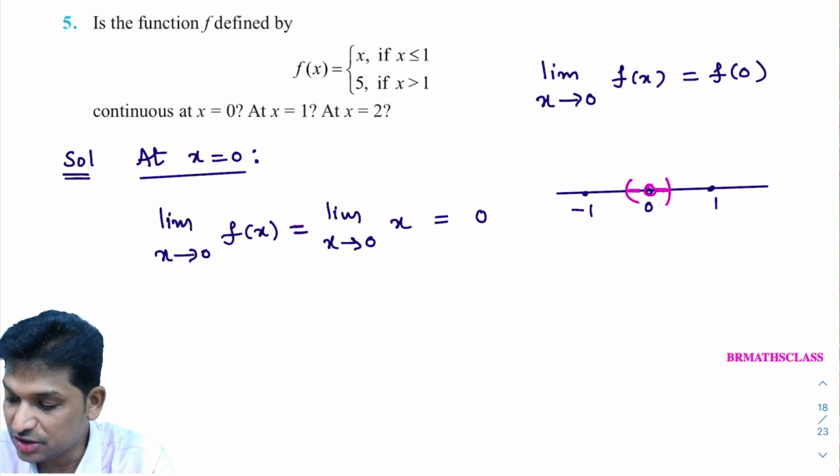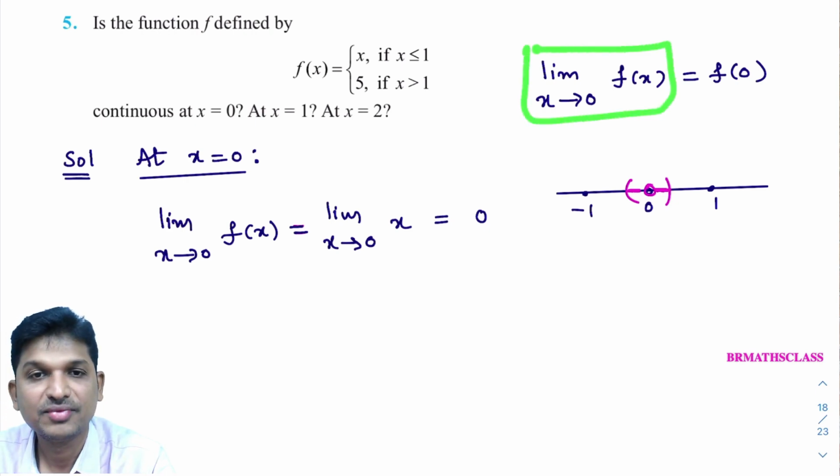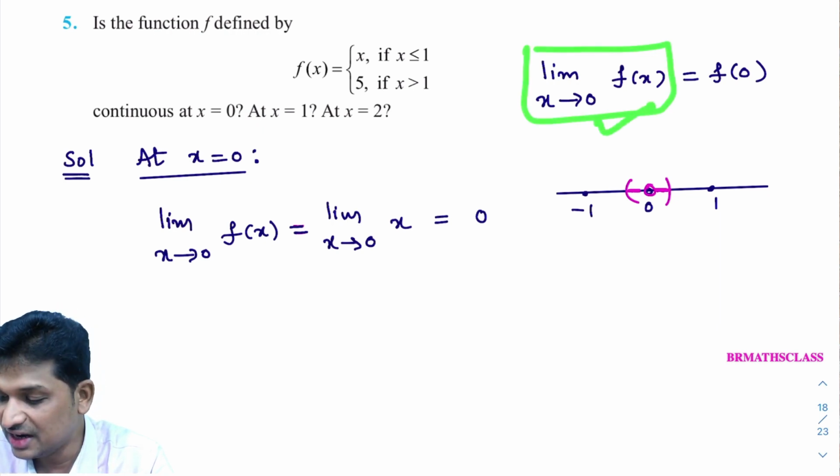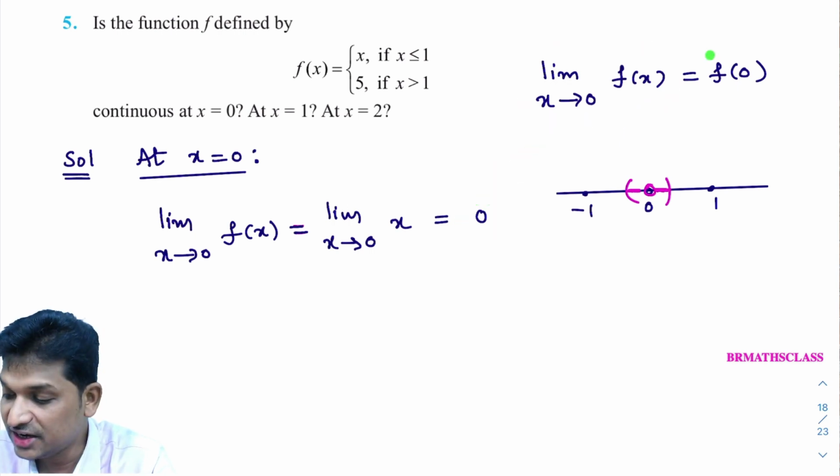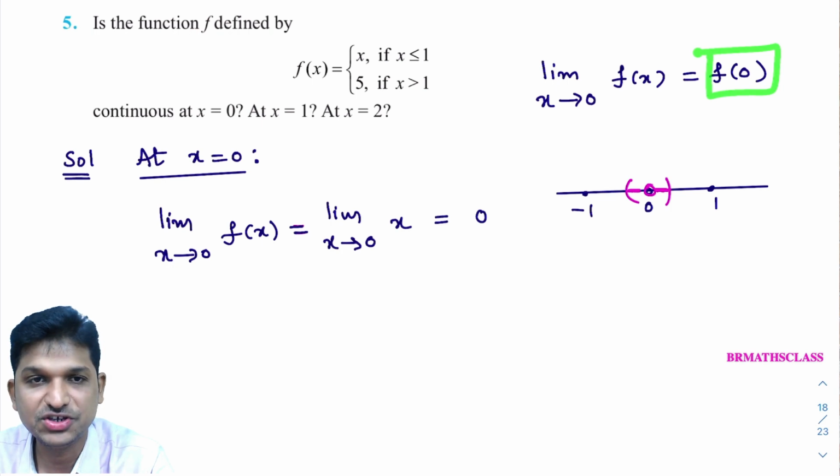What happened? I am checking the continuity of the function at x equal to 0. In that process, I am calculating the limit as x tends to 0 of f of x. I calculated this. What did I get? I got it as 0. Okay. Now what do I need to calculate? I need to calculate f of 0.